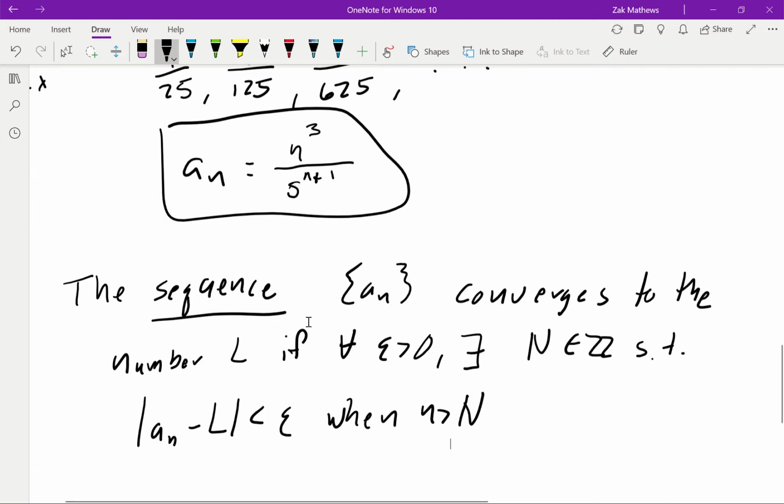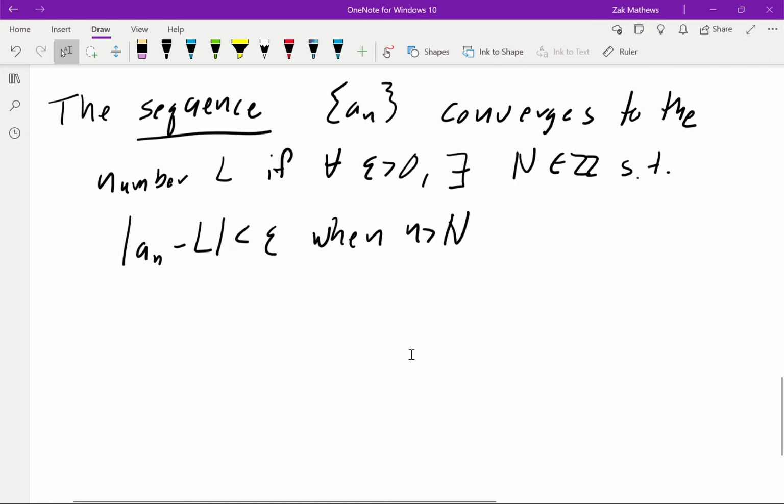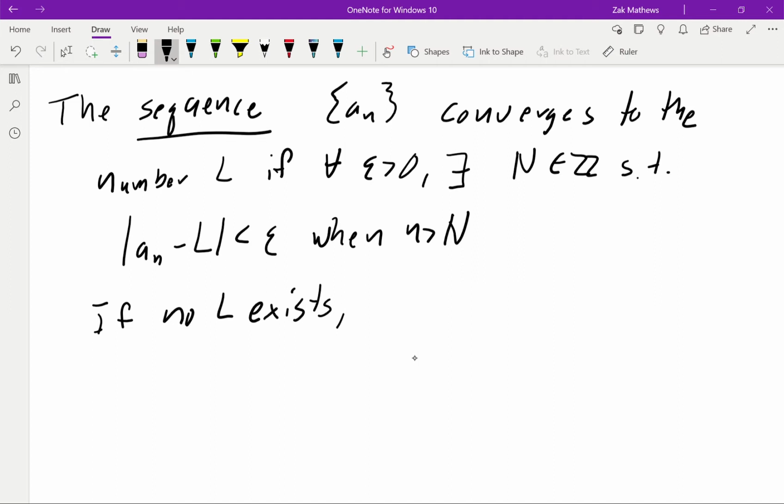So as our sequence gets infinitely large, as we take those nth numbers in the sequence, if we were to subtract the L from those, that would be less than any number greater than 0, any real number greater than 0. This should look very similar to our definition of a limit. It's the same idea. If we're looking at convergence, we're looking at that idea of a limit. If no L exists, we say the sequence diverges.